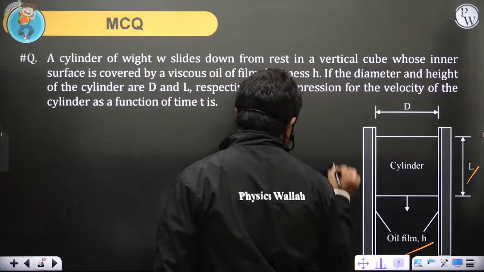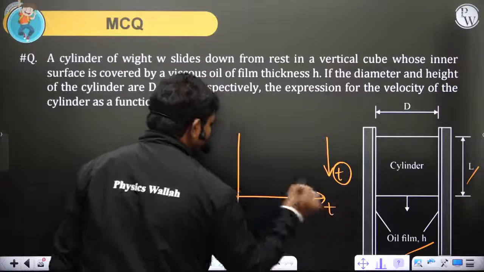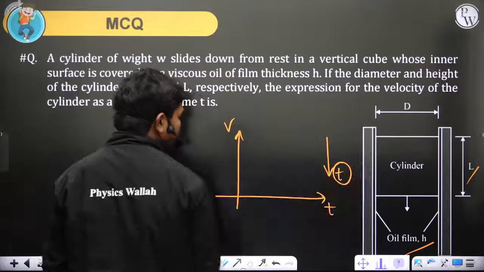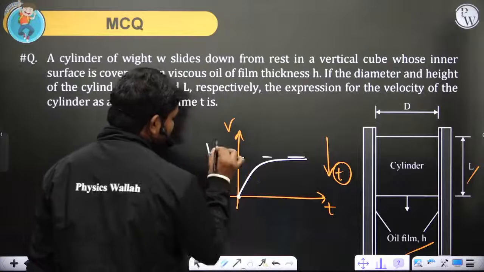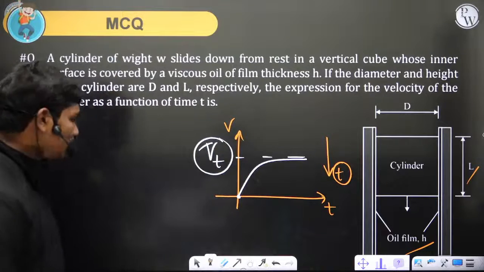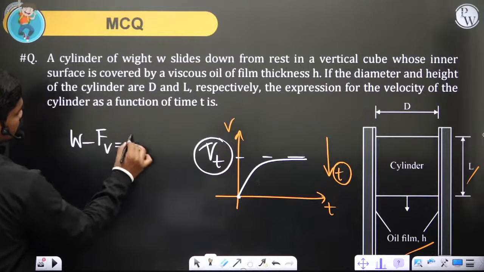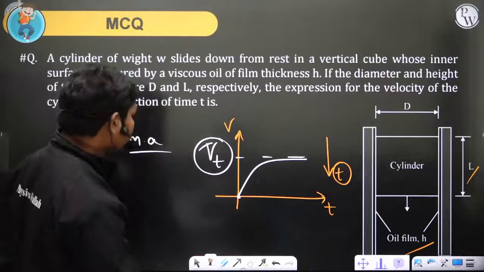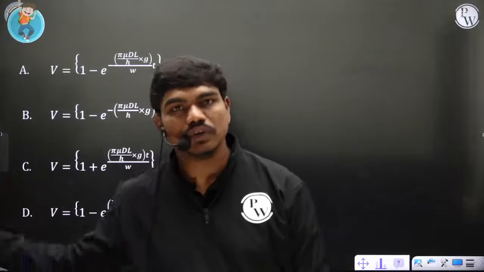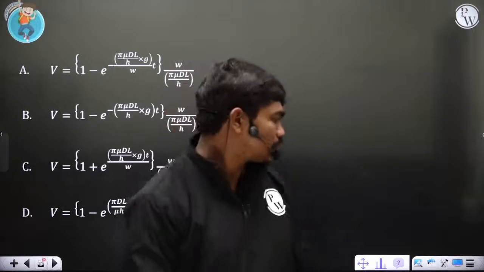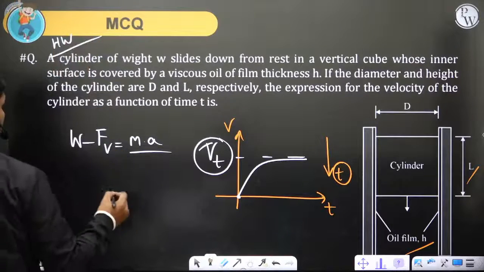Basically, if you release this block, with respect to time its velocity will take this function. It starts from 0, velocity will increase, and it becomes stabilized after some time. So what is this V terminal? That's what you have to calculate. You can apply a simple force balance equation: weight minus viscous force is equal to mass into acceleration. If you use that, you can frame a single differential equation in a single variable, in variable separable form, so you can directly go for integration. Clear to all of you? So please solve these two questions as your homework.